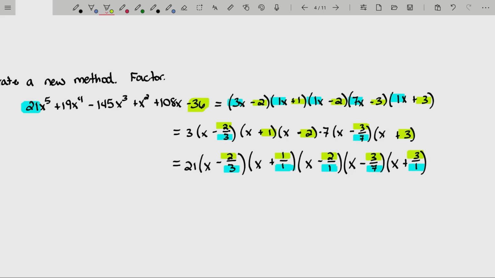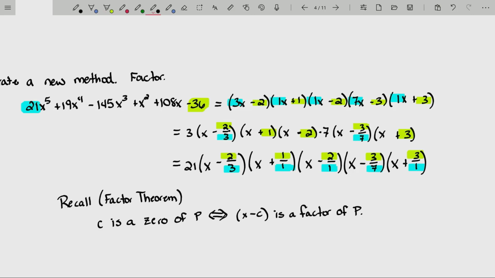And we should also remember that the factor theorem states that c is a zero of a polynomial. In fact, let me write that down. So recall from the factor theorem, c is a zero of your polynomial if and only if x minus c is a factor of your polynomial. Now look at all those factors of our polynomial. Let me restate that: look at all those zeros of that polynomial. I mean, they are factors, but remember, if x minus 2/3 is a factor, then 2/3 must be a zero.